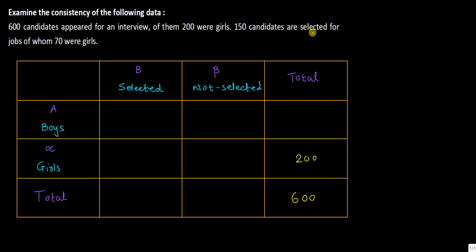150 candidates are selected for the job. Here we have to put 150. And of whom 70 were girls. Selected for the job and girls means alpha B. Alpha B is equal to 70.